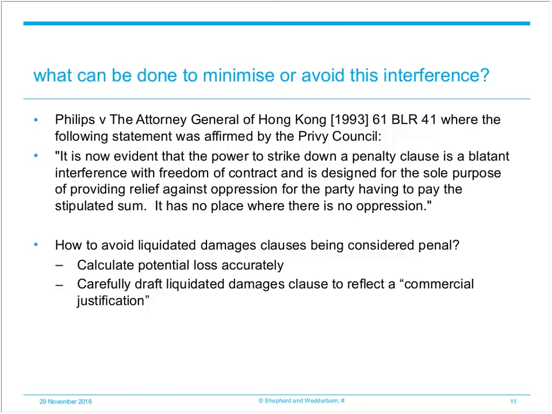Where an accurate pre-estimation is not feasible, then the clause must be carefully drafted to reflect a commercial justification for the sum. While it will now be an exceptional case, the courts will still interfere and strike down such clauses if they are excessive.